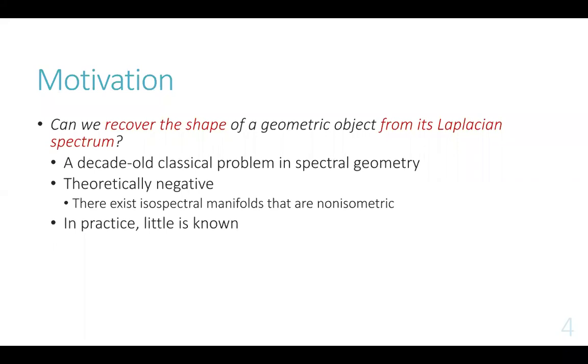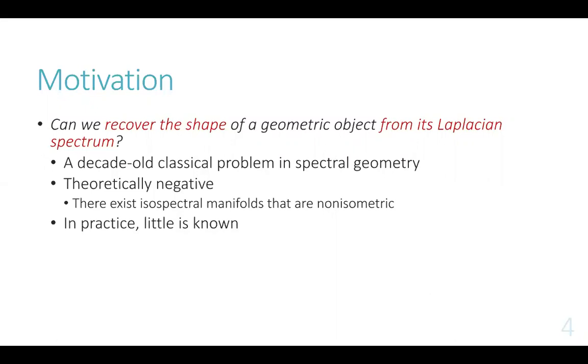So the idea of isospectralization is whether we can recover the shape of a geometric object from its Laplacian spectrum. This is a classical problem in spectral geometry, and it is actually theoretically negative, because there exist isospectral manifolds that are non-isometric. But in practice, little is known about whether we can estimate the shape, rather than reconstruct it perfectly.